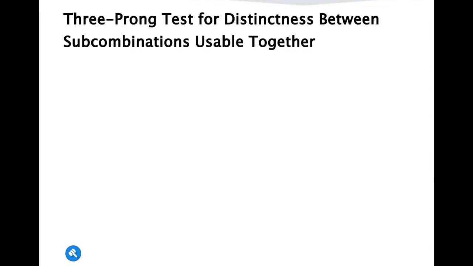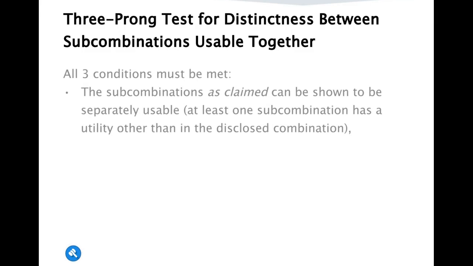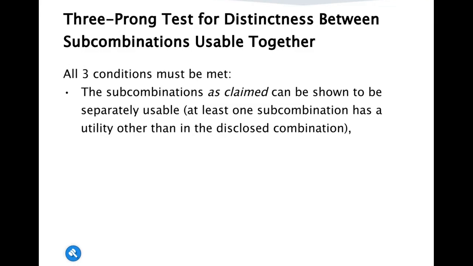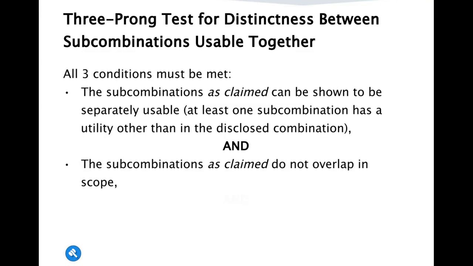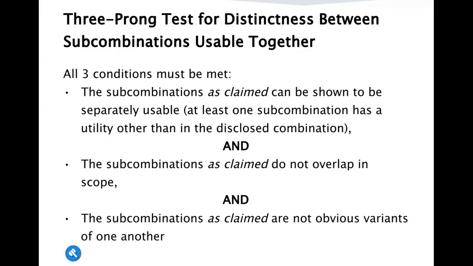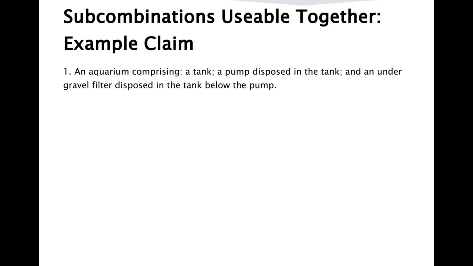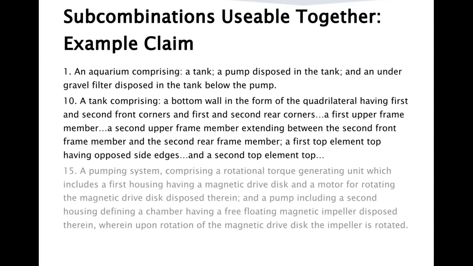The test for distinctness between subcombinations usable together is a three-pronged test. The subcombinations as claimed must be separately usable, must not overlap in scope, and must not be obvious variants of one another. In this example, there is an aquarium in claim 1, which is a combination of the tank and pumping system claimed in claims 10 and 15.